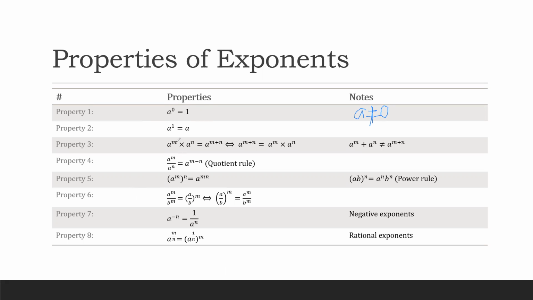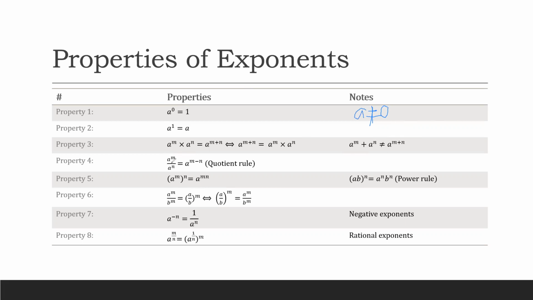And if you have a base a and it's a to the m times a to the n, you want to add together the exponents and keep the base. However, if you want to add together a to the m and a to the n, you cannot say it's a to the m plus n. This only works when you're multiplying these two.